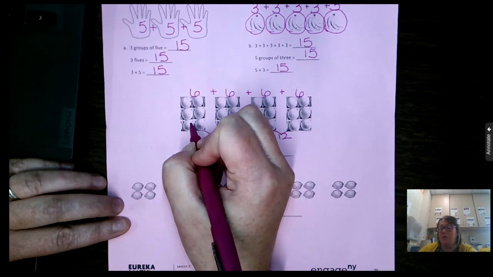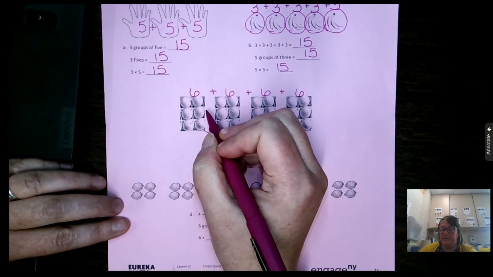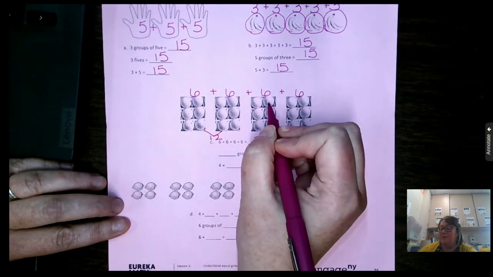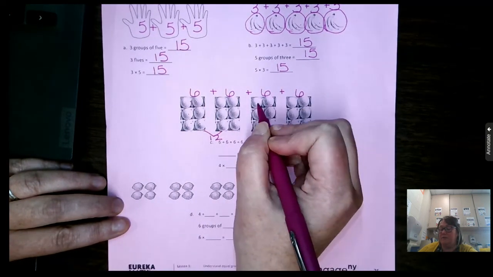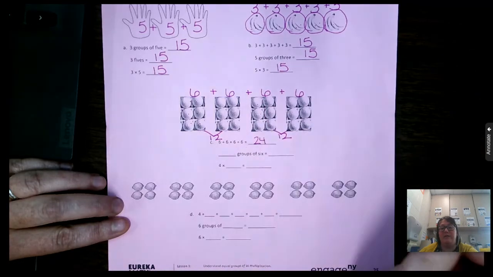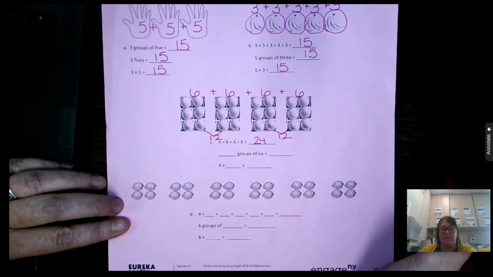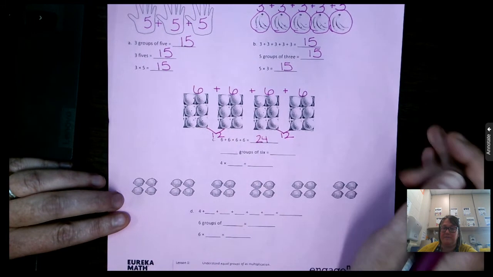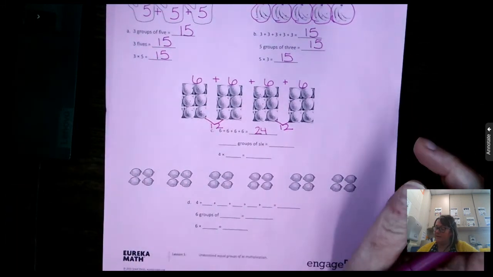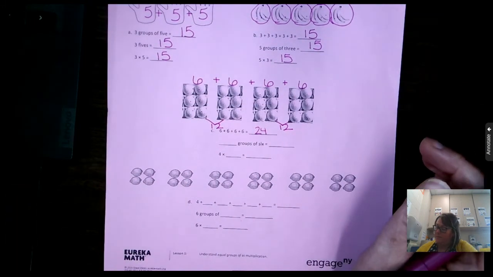You could touch each egg and count them, okay? Or if you know that 6 plus 6 is 12, you can count on from there. So if I know this is 12, 13, 14, 15, 16, and count up like that. There's a lot of different strategies to come up with the same answer, whatever works best for you, boys and girls.